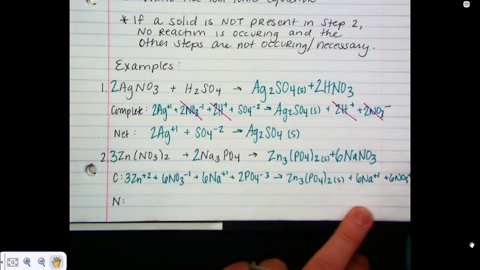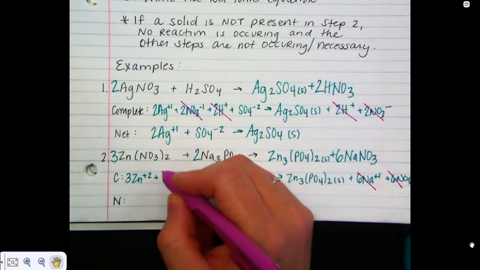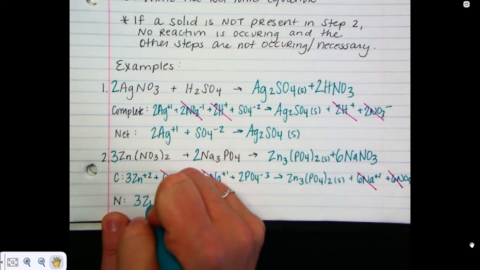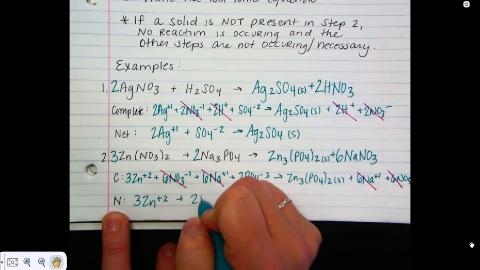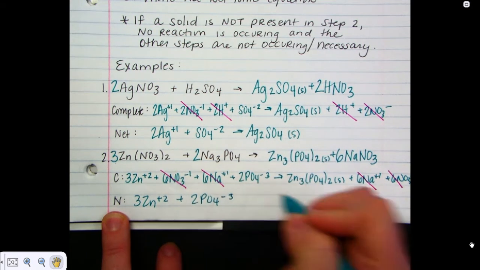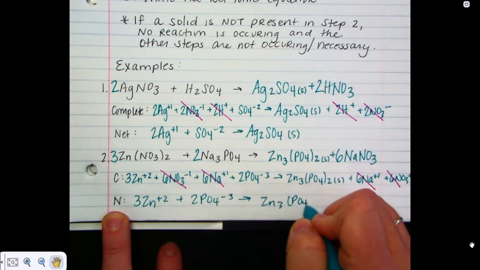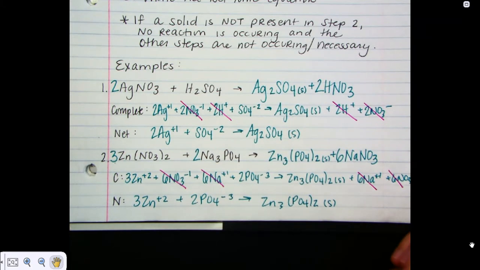Crossing out everything that's not a part of the solid, so the 6 NO3, the 6 Na, the 6 Na, the 6 NO3, and then now I write what's left. 3 Zn plus 2 plus 2 PO4 minus 3 yields Zn3(PO4)2 solid. So kind of big picture, think about what's occurring.